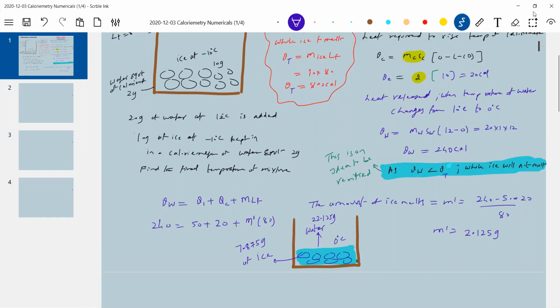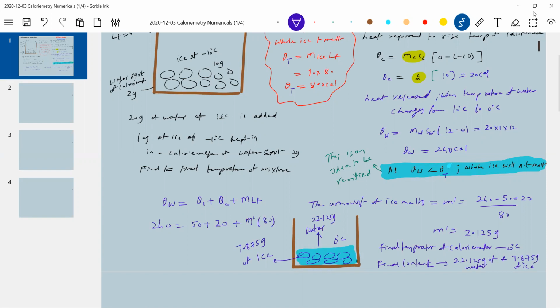And what is the temperature? 0 degrees Celsius. So what is the final temperature? Final temperature of the calorimeter is 0 degrees. Final content: how much? 22.125 grams of water and 7.875 grams of ice.